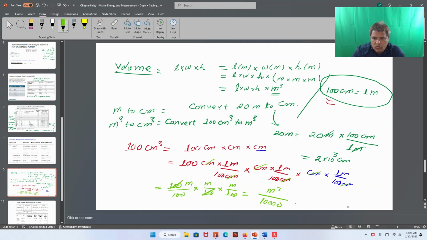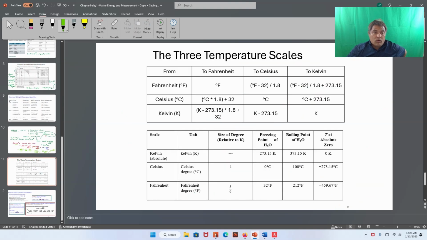You can take that in scientific notation, right? So meter cube divided by 10 to the power 4, oh sorry, 10 to the power 6. Since this is in the denominator, you take it in the numerator as 10 to the power minus 6 meter cube. For a cube, you have to multiply 3 times, you have to divide 3 times, like that. So this is one way of converting the units.